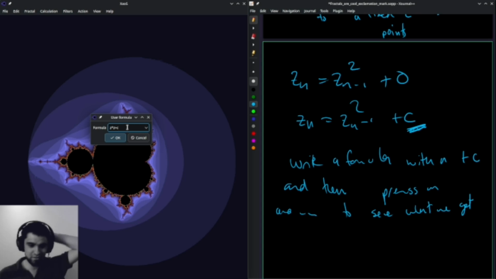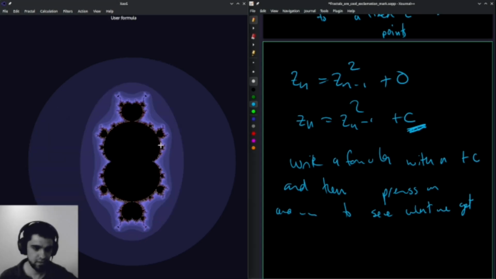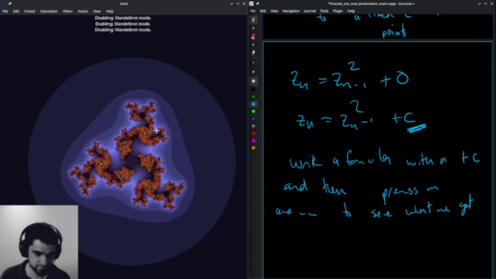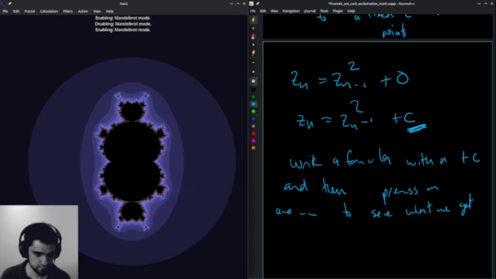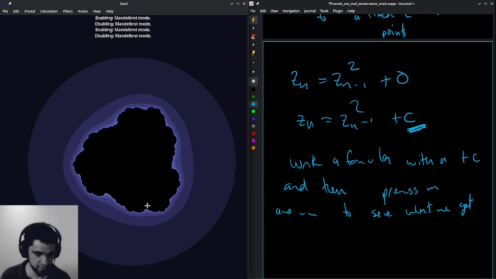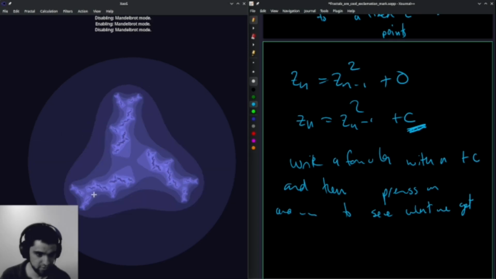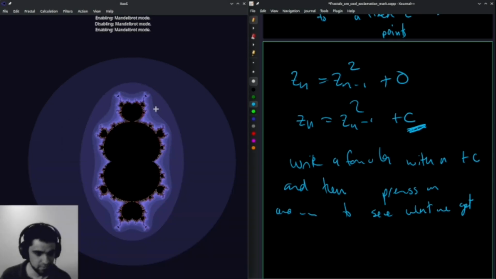But then how do we make interesting formulas? One of the first things we can do is try, well, what happens if instead of z squared we have z cubed, right? And what happens is it now looks like we have two bulbs in the Mandelbrot set. But now all of the Julia sets will have triangular symmetry. And so if I do it like here, I have a little triangle there. If I do it around here, I get another triangle. If I do it around here, I get another triangle.